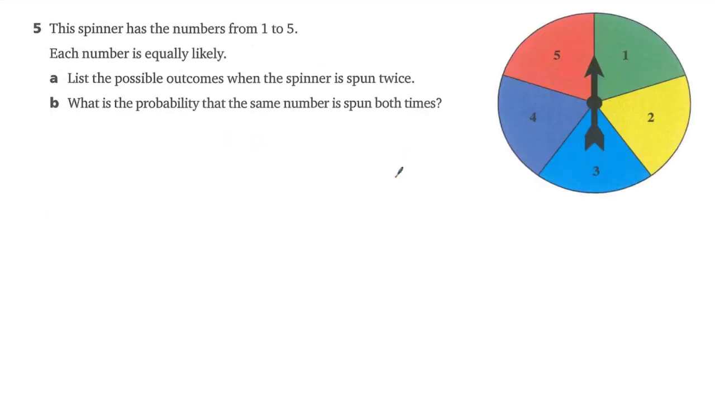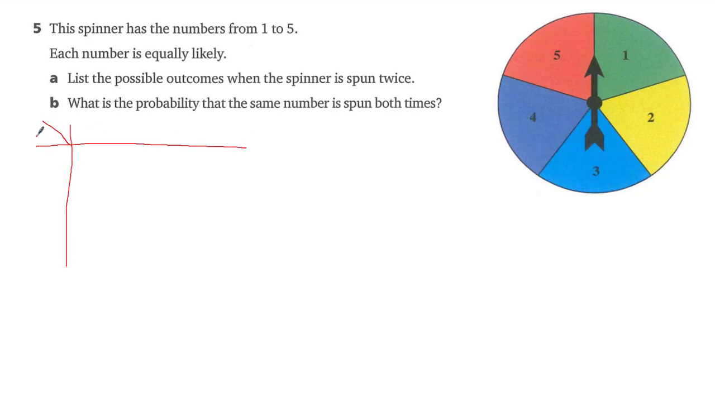Let's continue. We have this spinner. This spinner has the numbers from 1 to 5. As you see, each number is equally likely to occur. List all the possible outcomes when the spinner is spun twice. Alright, we can make a table for this one. It's easier to represent.